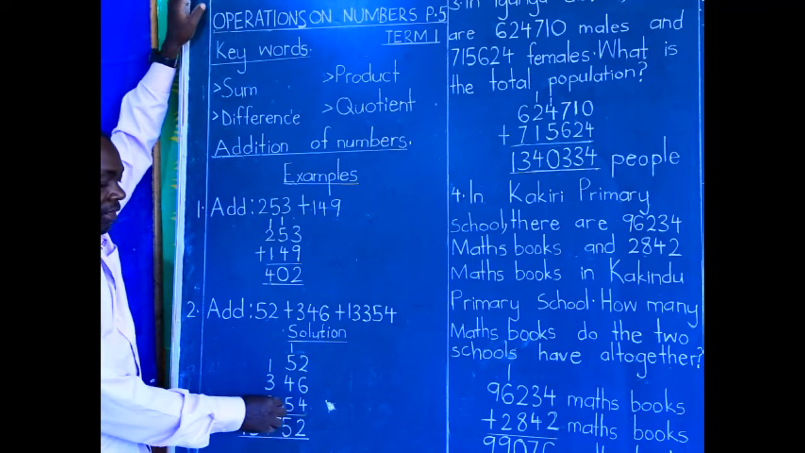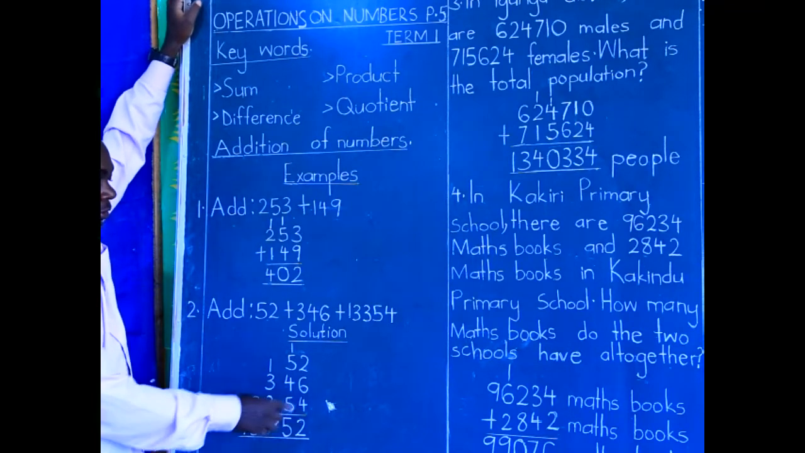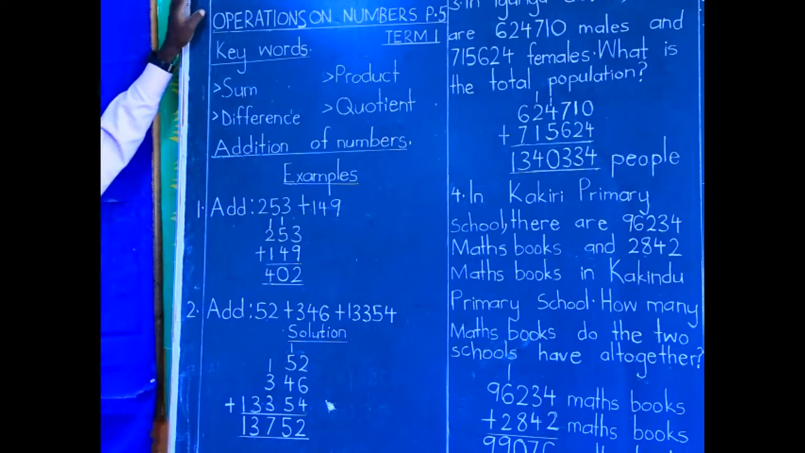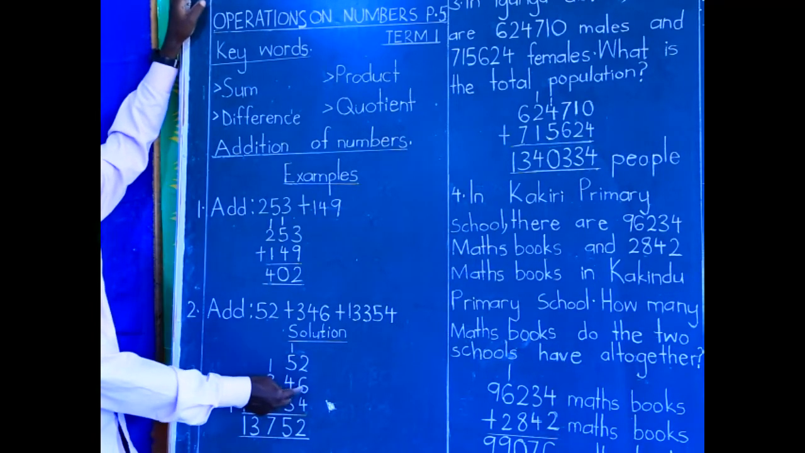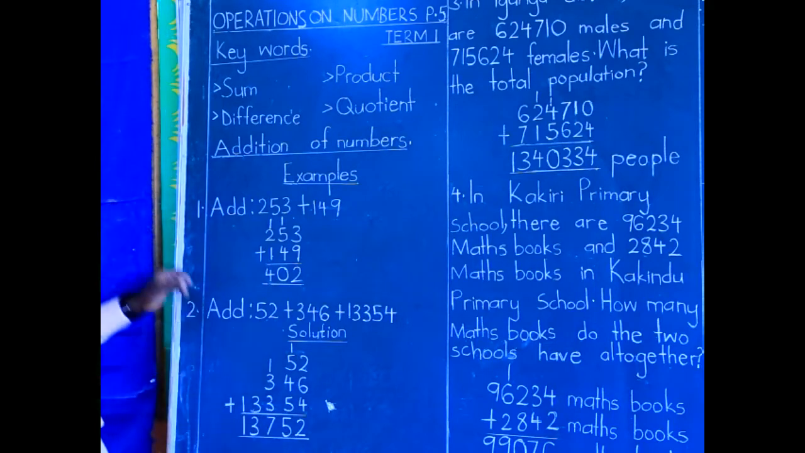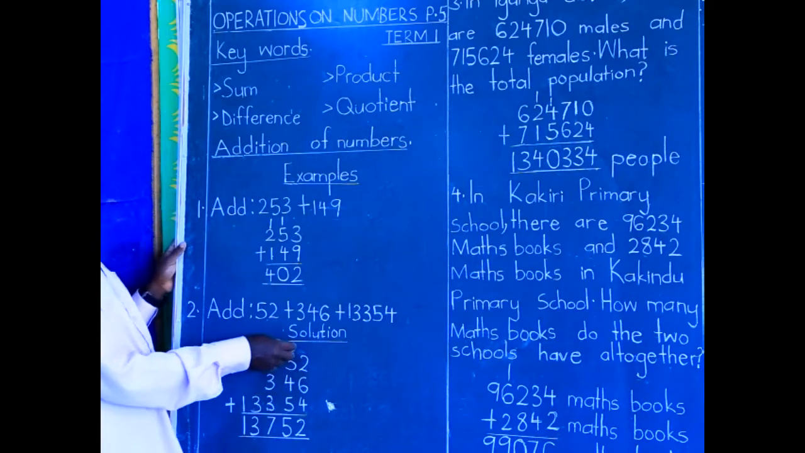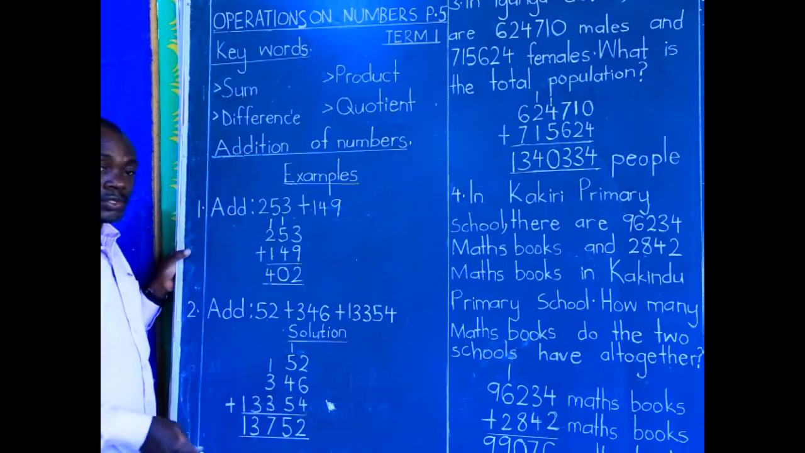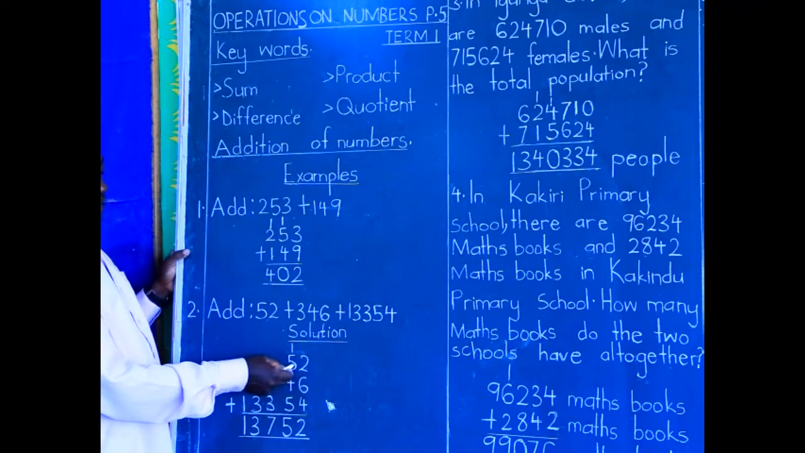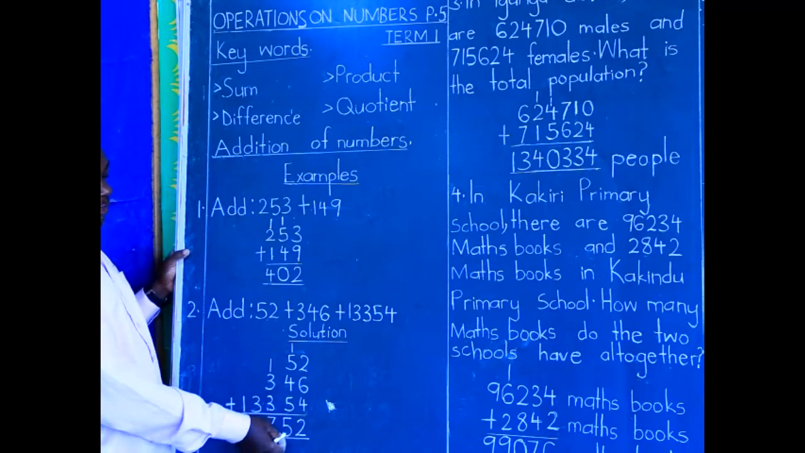Then 13,354 goes beyond 346 by 2 place values. And then you start your addition. You go 2 plus 6 is 8. And now 8 plus 4, you get 12. You write 2 and regroup 1 to the tens place value. And then add 1 plus 5, you get 6. That's 6 plus 4, you get 10. Now 10 plus 5, you get 15.